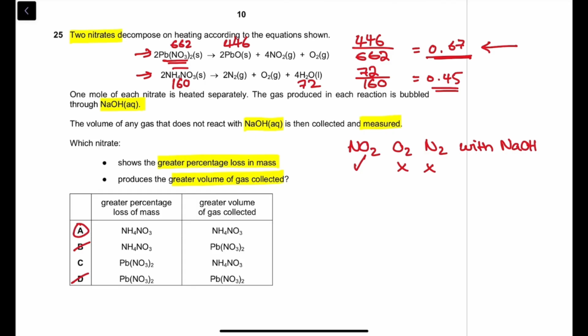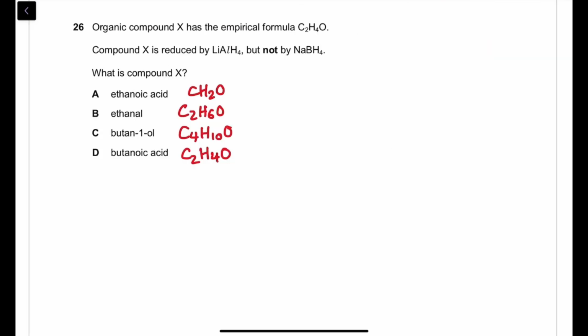There is another method we could have done. We could find how much gas has been produced instead, as a percentage of the original mass, but it works either way. Question number 26.